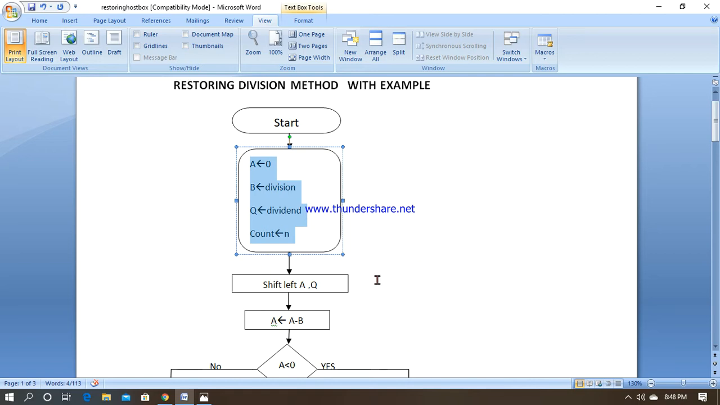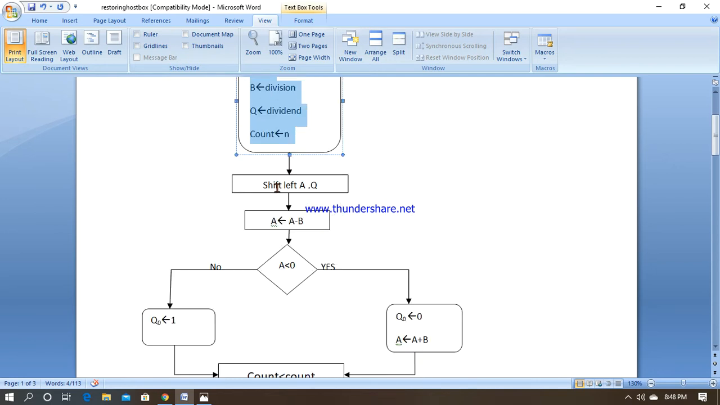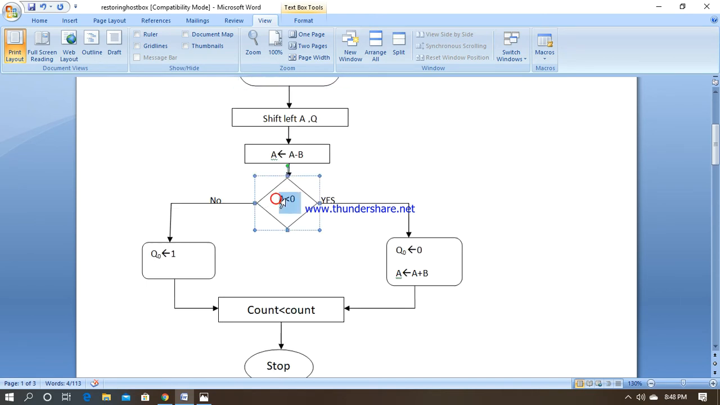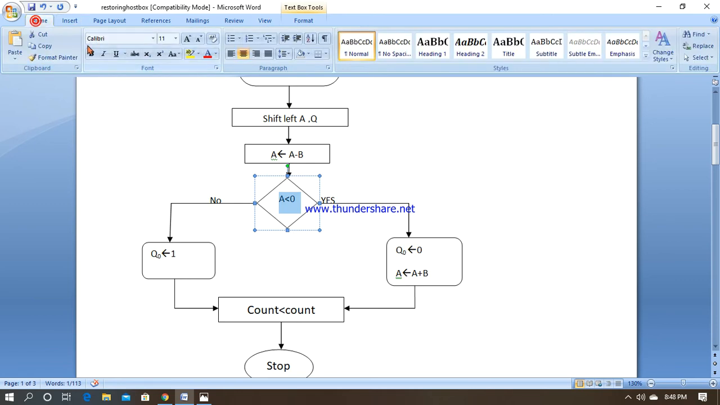When you solve the problem, at last you have to finalize the remainder and the quotient also. Then we perform the shift left operation on A, Q, and also A minus B, that is A plus the 2's complement of B. After that we check the important condition, that is A less than 0.